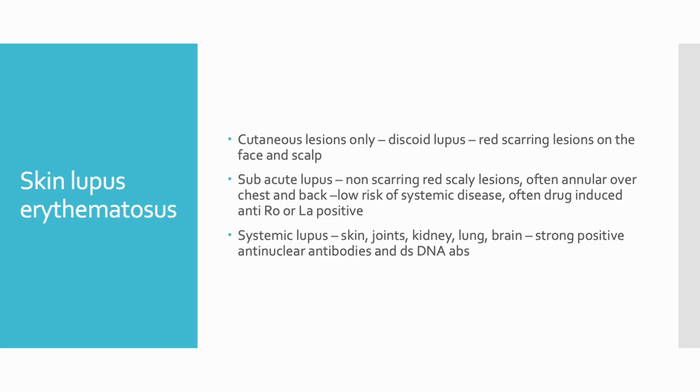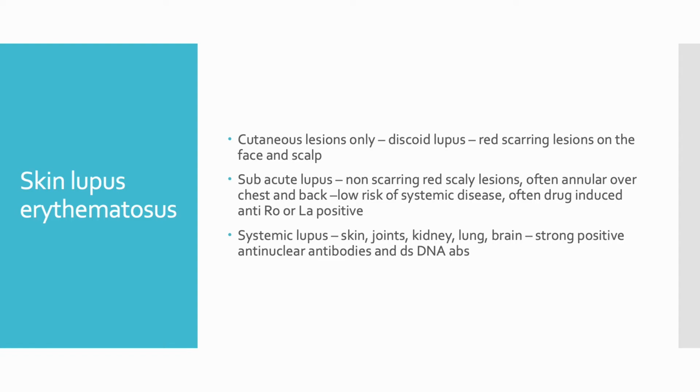Lupus erythematosus is an autoimmune disease, and the skin is frequently involved in this condition. So we see a condition called discoid lupus, where the lesions are confined to the skin with a very low incidence of progression to systemic disease. We see another variant called subacute lupus.